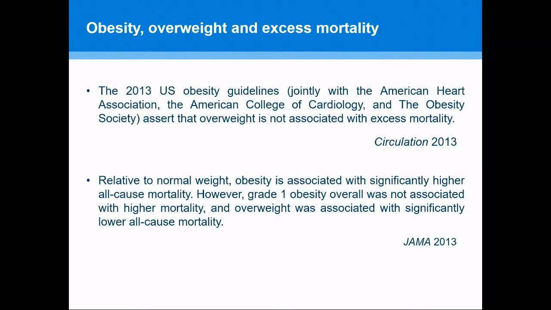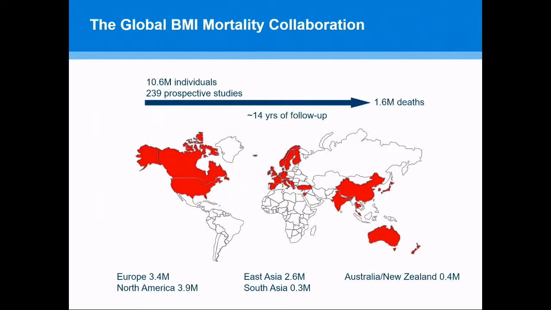To try to address this question, in the last few years we have put together the Global BMI Mortality Collaboration. It involves 239 prospective studies with about 10.6 million individuals, mainly across the globe. As you can see from the map, however, the cohorts are quite localized in a few areas of the world, with some big areas poorly represented. The majority of data come from North America and Europe, a little from East Asia, and really limited data from South Asia, Australia and New Zealand.